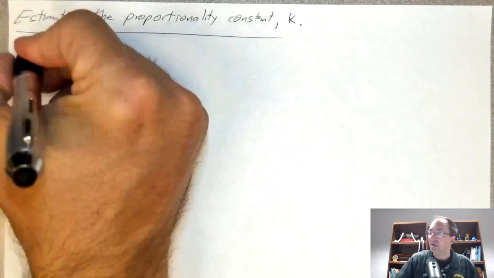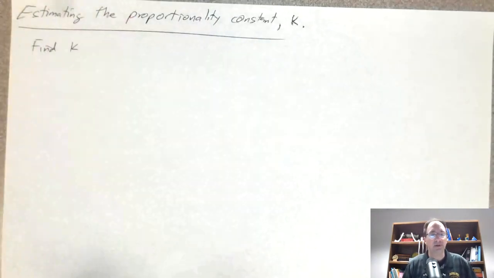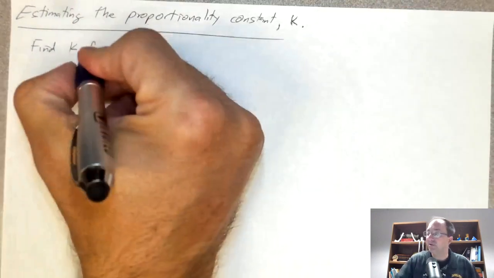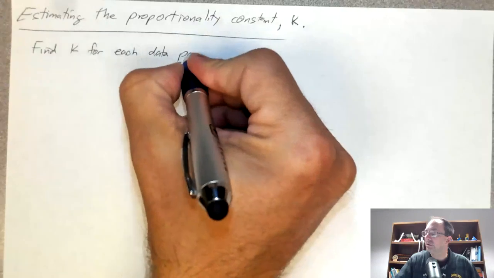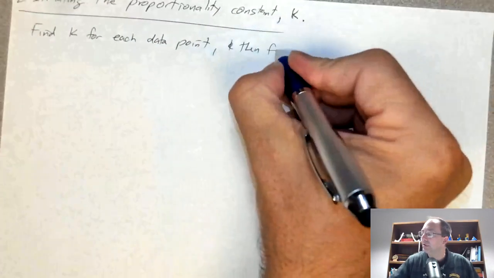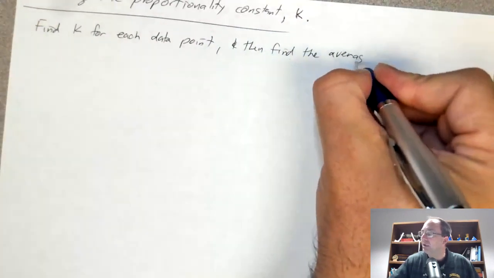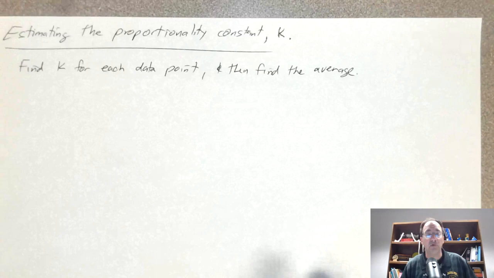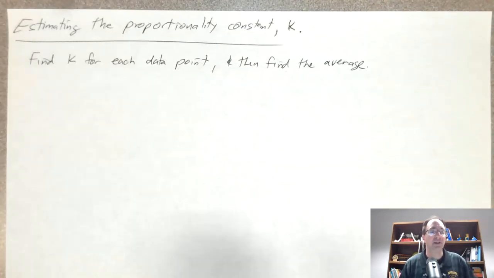Well, a starting point is to find k, and that's the slope of that linear relationship between x and y. Find k for each data point, and then find the average. So calculate all those k's, average them out, and that will give you a starting point for the proportionality constant. It doesn't necessarily guarantee it will be the best choice, but it gets you in the neighborhood, and then you can decide whether you need to tweak that value or not.